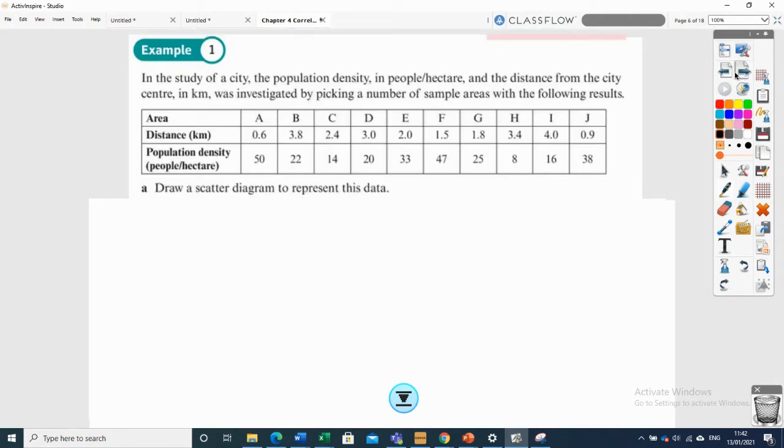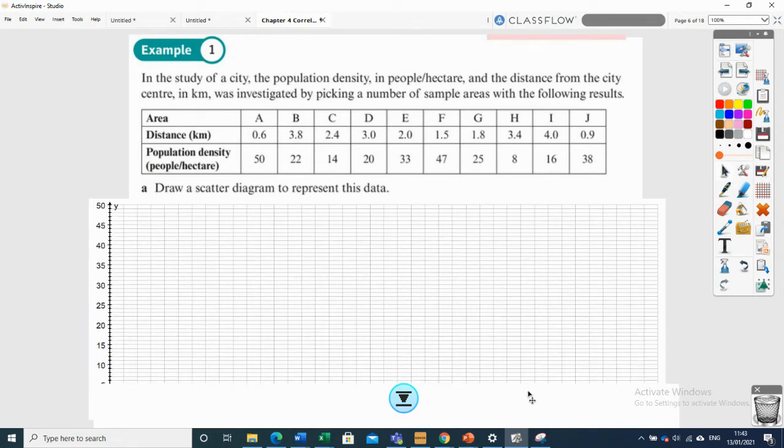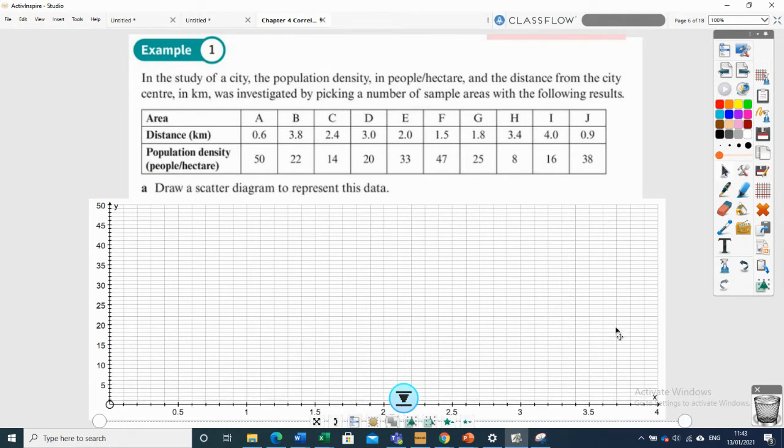Okay, going on to some of the examples from the book. The first example we have here is a study of a city, with the population density and the distance from the city in kilometres. So we've got the distance here and we've got the population density here. Part A is to draw a scatter diagram to represent this data. The first thing we're thinking about is which one is likely to be the independent variable, the explanatory variable. The thing that you're choosing is where you're selecting the data from. So that's going to be the distance from the city centre, which goes on the x-axis. And then population density is the thing that you're researching, so that's going to go on the y-axis.